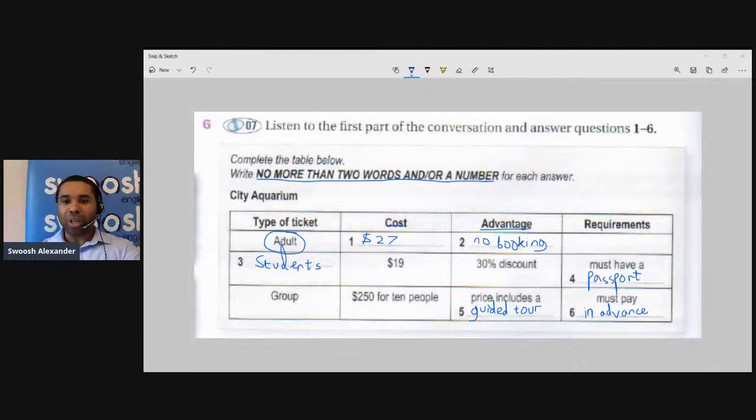Okay. So, as I say, I hope you got those correct. If you didn't, I hope you can listen and see the paraphrasing that was used in the audio compared to what is written on the actual page.